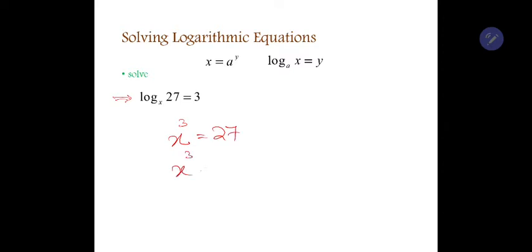We know that we can write this 27 as 3 to the power 3. Now, since the powers are the same, as you can see, the bases should be the same. So x equals 3. It is as simple as that. Let's solve another question.